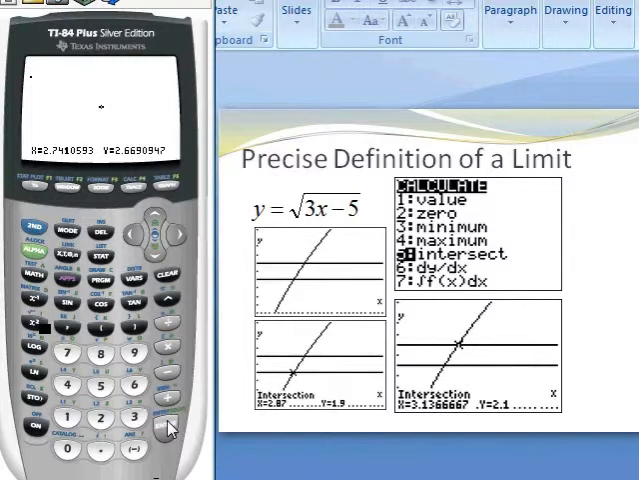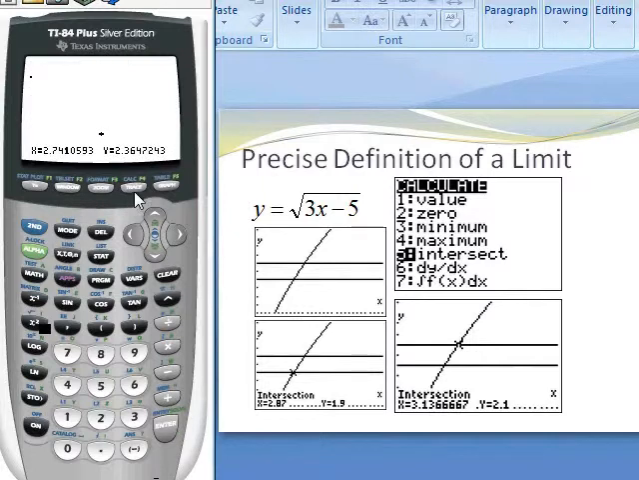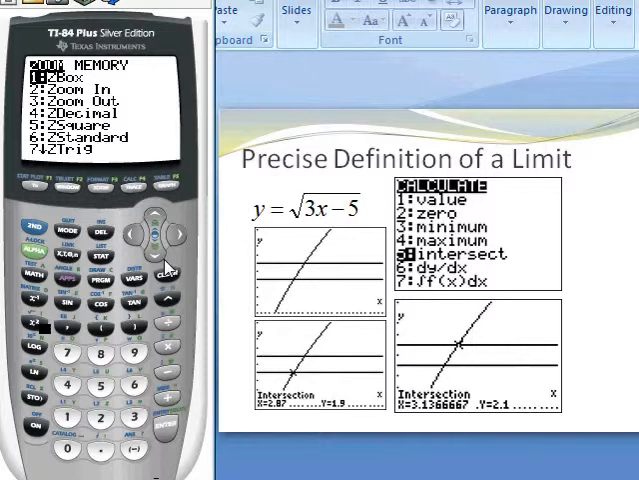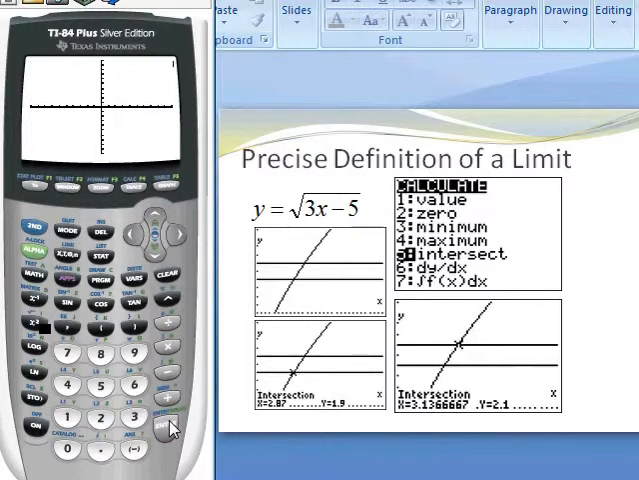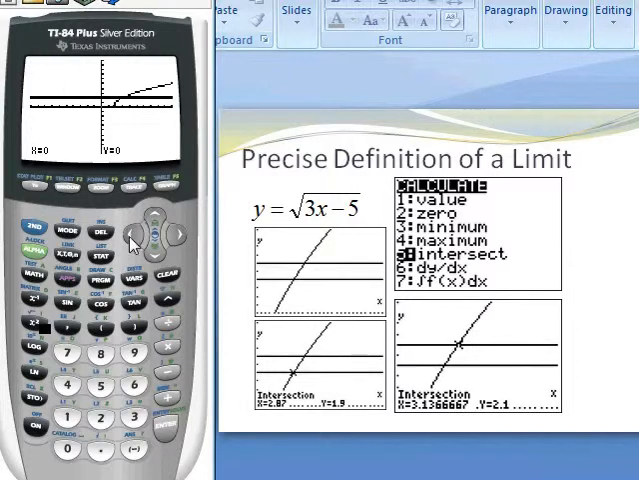Oh, I went too far. Okay, let me go back. Zoom in. Let me zoom out so that I can zoom in a little better. I will go to zoom standard first so I can see what's going on there. And I will go to zoom box for a little better view, or just enter the values. I'll go zoom box.